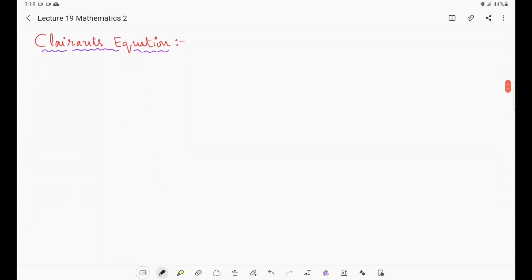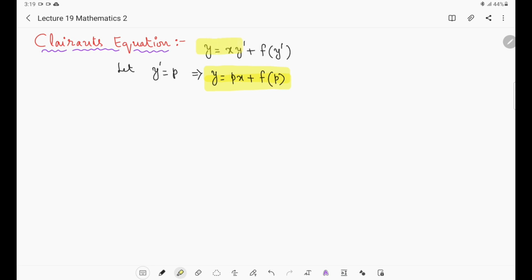Right, this is also a first order differential equation, and it will be of the form y equals x into y dash plus a function of y dash. Or if we take y dash equals p, then this equation will be y equals px plus a function of p. Any first order differential equation which is of this form is called Clairaut's equation.